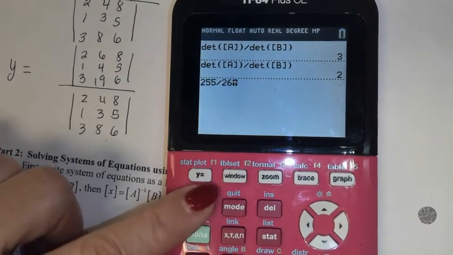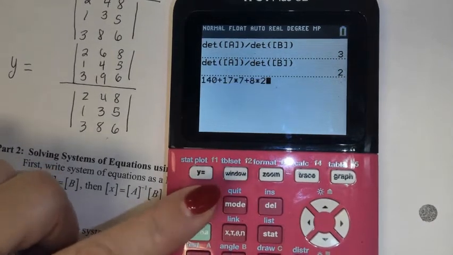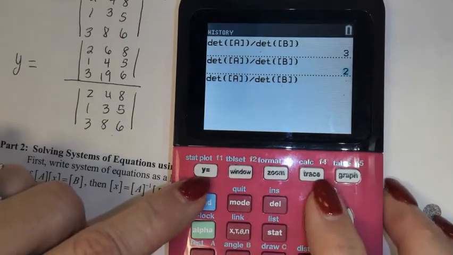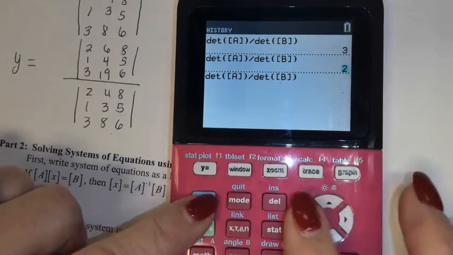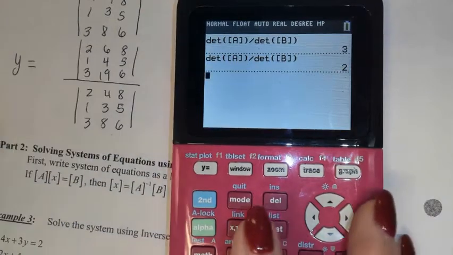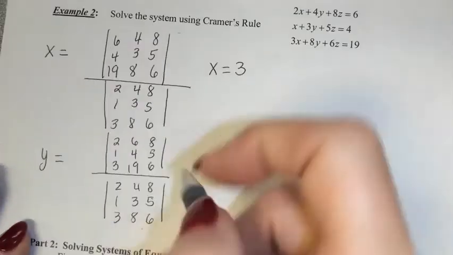See how if I just keep pushing second enter, I can go way back and I can see everything that I've done today on my calculator. And then eventually it just starts circling back. But I can also arrow up and I can get things. And so just practice doing that with your calculator. It's really a useful tool.